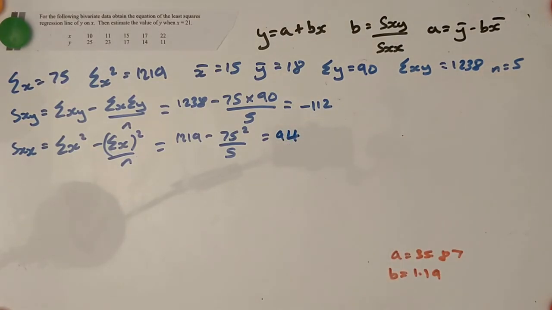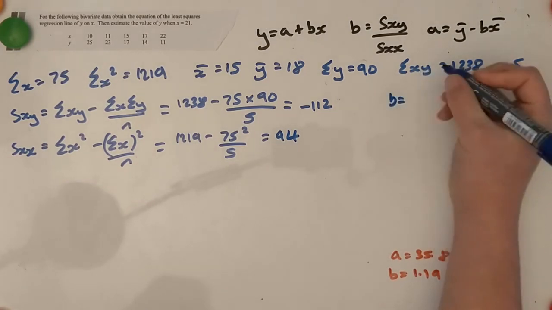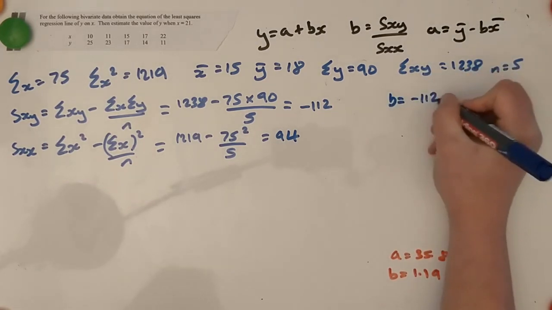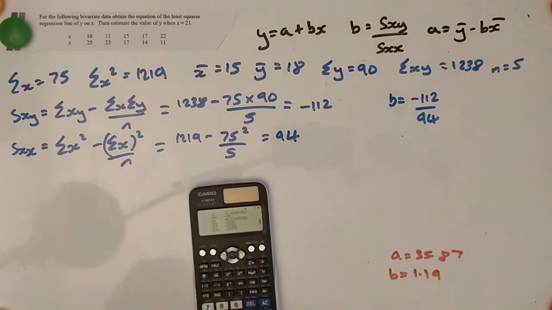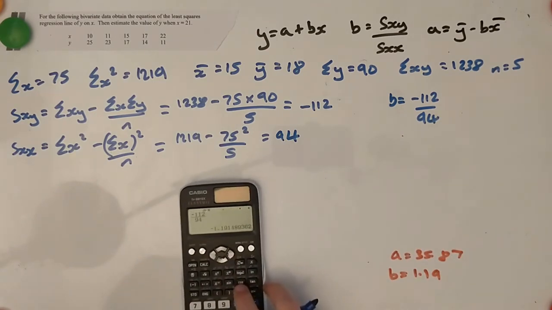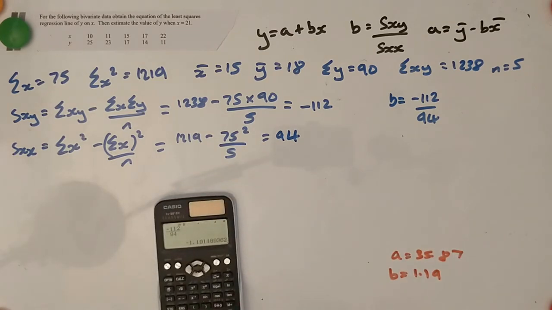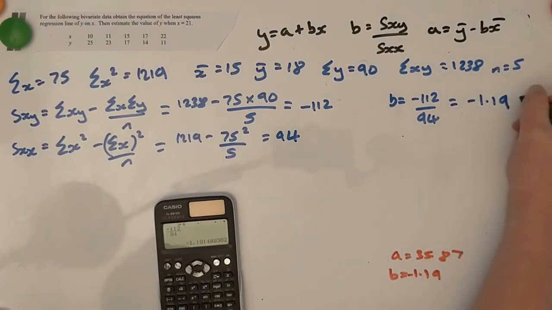So now I need to work out what A and B are. So B is SXY over SXX, so minus 112 over 94. Hopefully that's 1.19. Yeah, minus 1.19. That must have been minus 1.19 when I did it on my calculator. So B equals minus 1.19 to 3SF.